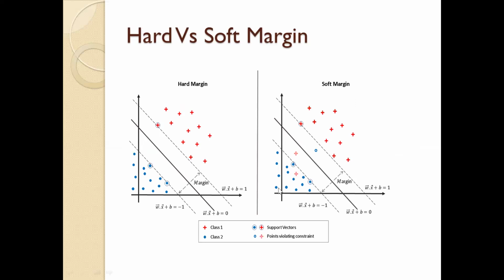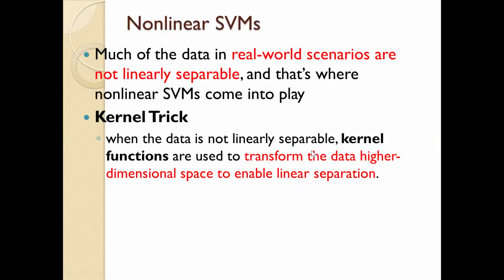So this diagram shows the difference between the hard margin and the soft margin. See, in the hard margin, no points will be placed in between the support vectors. But in the soft margin, we can find some data samples, but the number of samples will be minimal. As a result of this placement, it will lead to some misclassification.